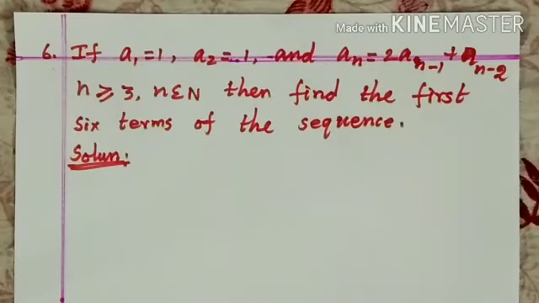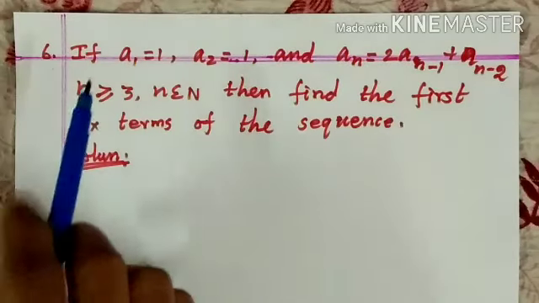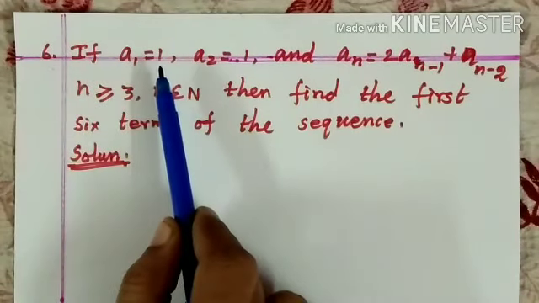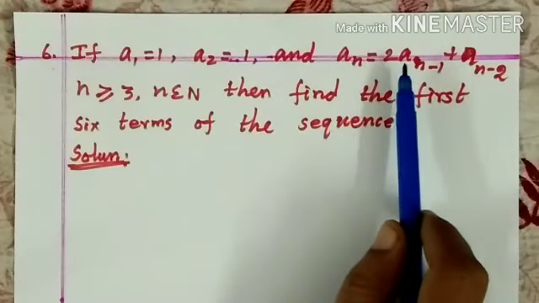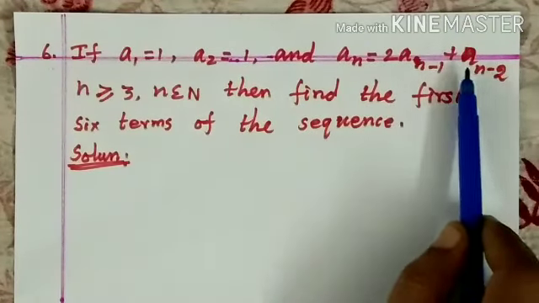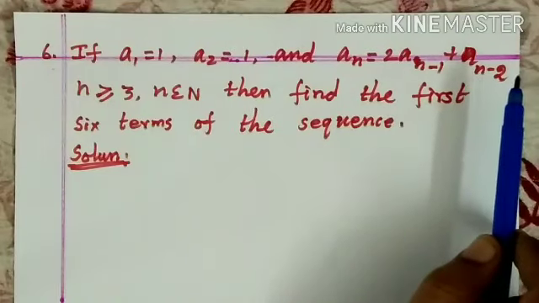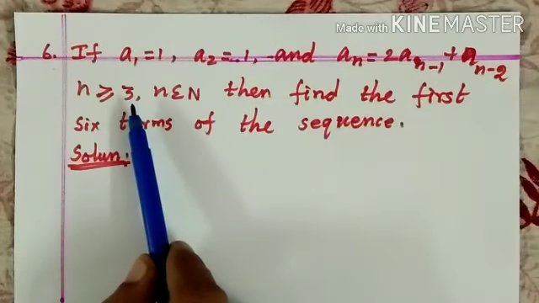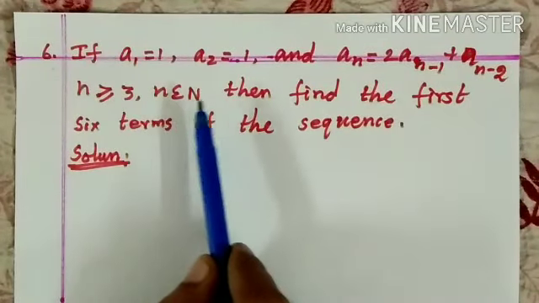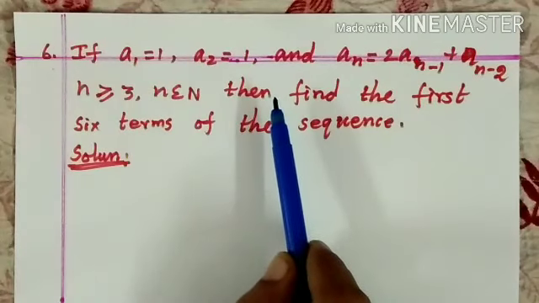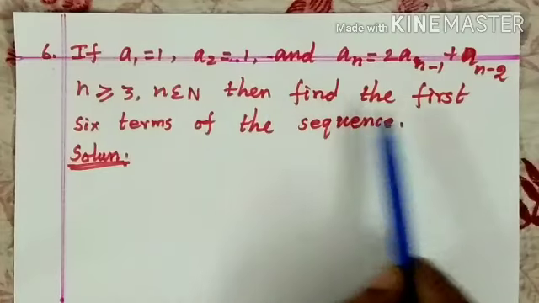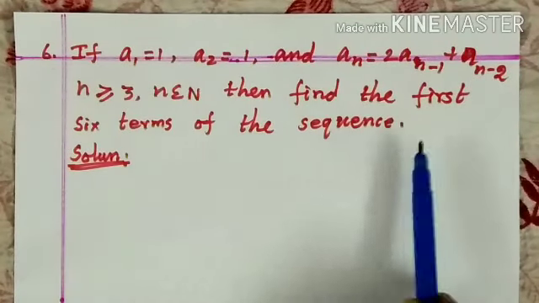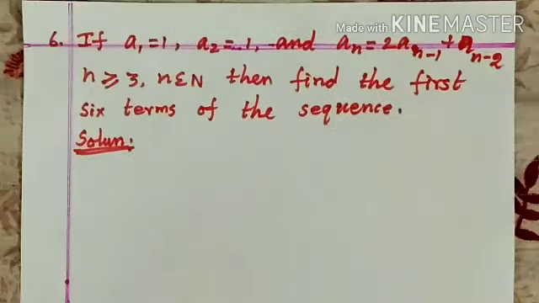Let us see the sixth sum of exercise 2.4. See the question. If A1 is equal to 1, A2 is equal to 1 and An is equal to 2A(n minus 1) plus A(n minus 2), n greater than or equal to 3, n belongs to natural number. Then find the first 6 terms of the sequence.